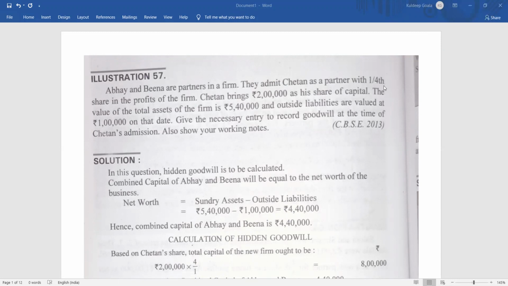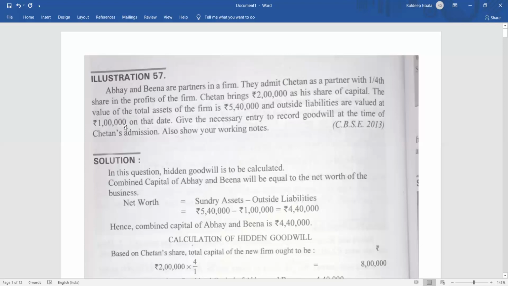Okay, so let's start. What is given in this question? Abhay and Beena are partners in a firm, and they admitted Chetan as a new partner, who is going to take a 1/4 share in the profit of the firm. Chetan brings 2 lakh rupees as his share of capital. The value of the total assets of the firm was 5,40,000 and the outstanding liability was 1 lakh.